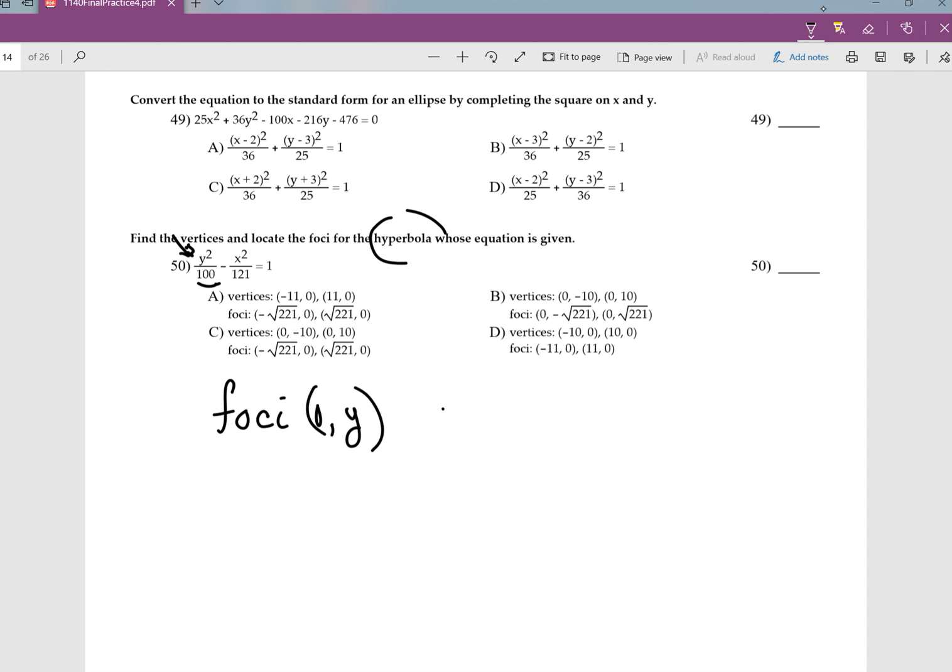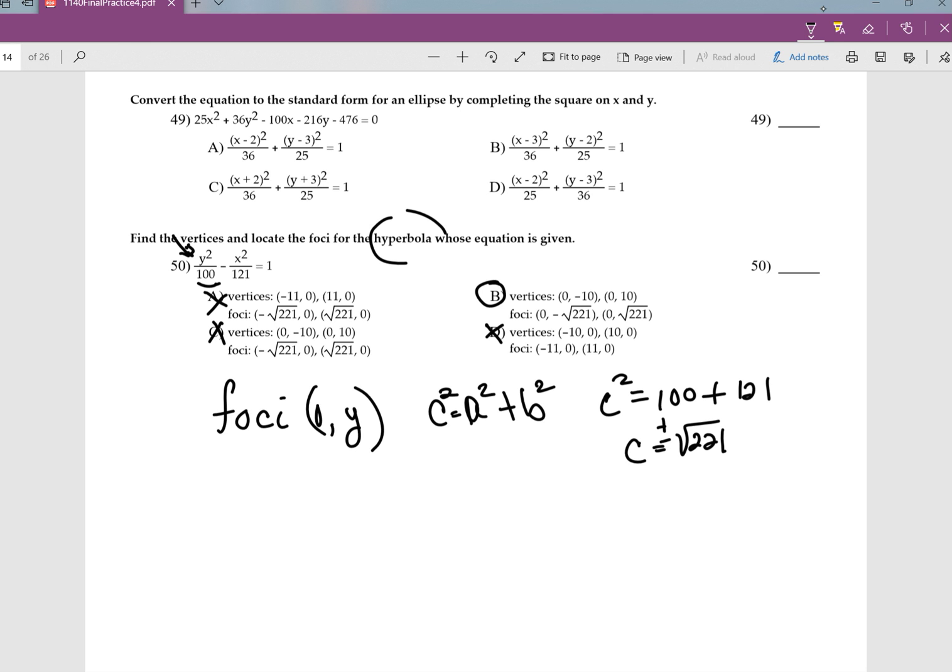The other thing to consider, before I forget, is that c squared is equal to a squared plus b squared. And that's another big hint in the answer to this. So in this case, let's look at the foci answers, and you notice that this one is x, 0, so that's not it. So we can rule this one out, this one out. This one's also x, 0, we can rule that one out. So your answer choice has to be B, and we know that because c squared is equal to 100 plus 121 in this question, which is going to give you c equals plus or minus the square root of 221. And so that confirms that.